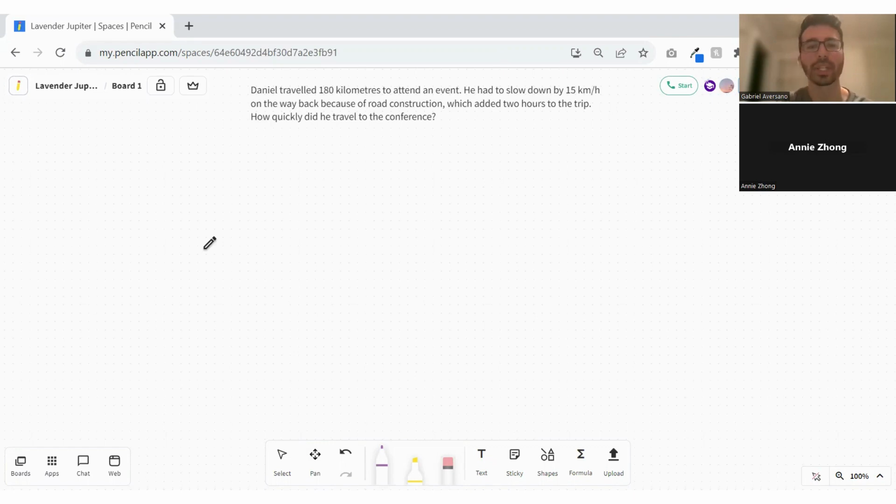Awesome. Great question, Annie. Word problems can be tricky, so we'll go through this one nice and slow. Let's start drawing this out and organizing the information in the question.